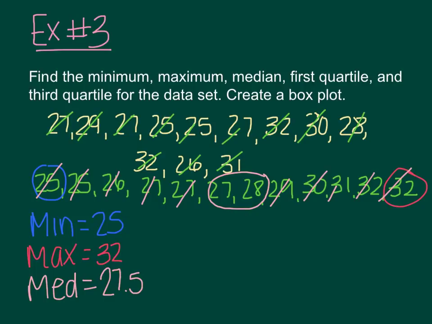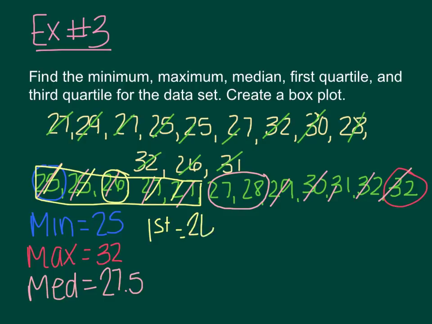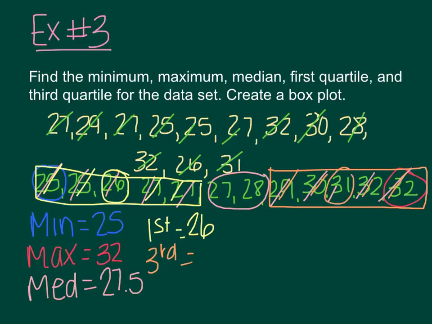Now we need to do the first quartile. Remember, you take all the numbers before the median and you find the median of those. So cross them off one by one on each side till you get to the middle, which is 26. And then we find the third quartile, which is all the numbers after the median, and we cross those off one by one till we get a middle number.